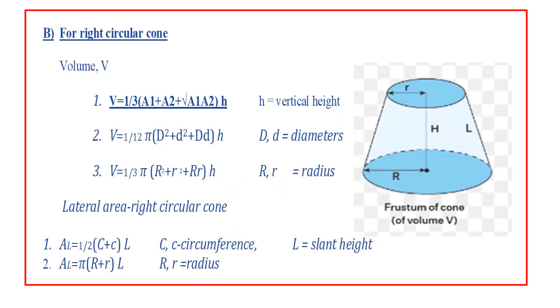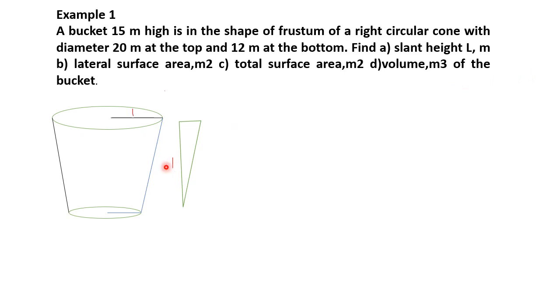For the right circular cone, the same thing. The volume is equal to 1/3 quantity E1 plus E2 plus square root of E1 E2 times h, where h is the vertical height, d the diameters, and r of course the radius. So we'll take up example 1.